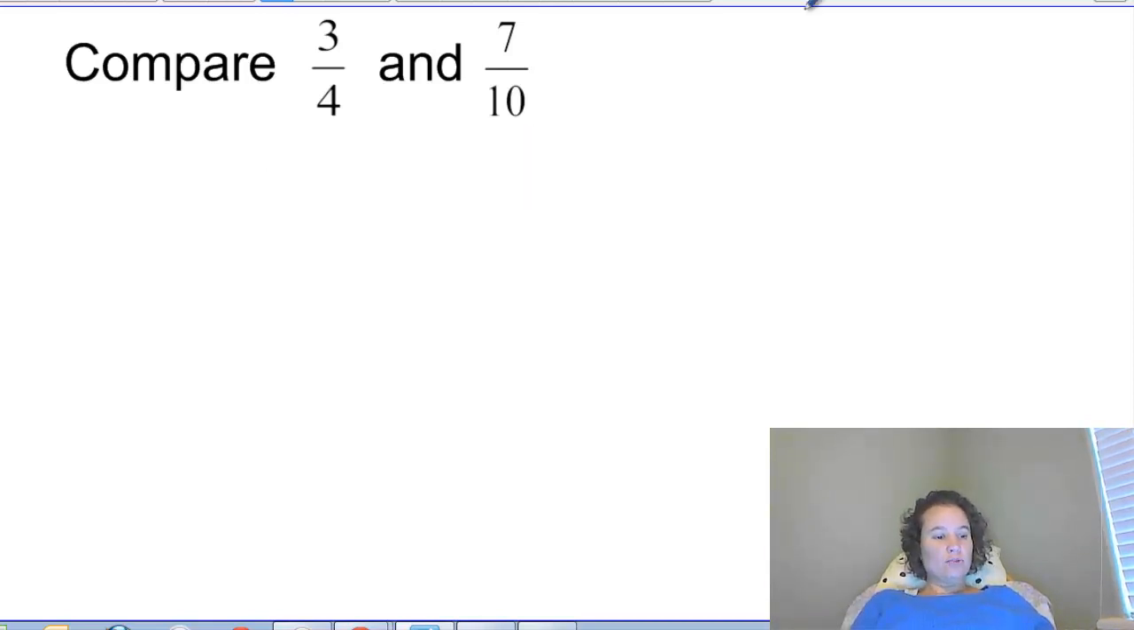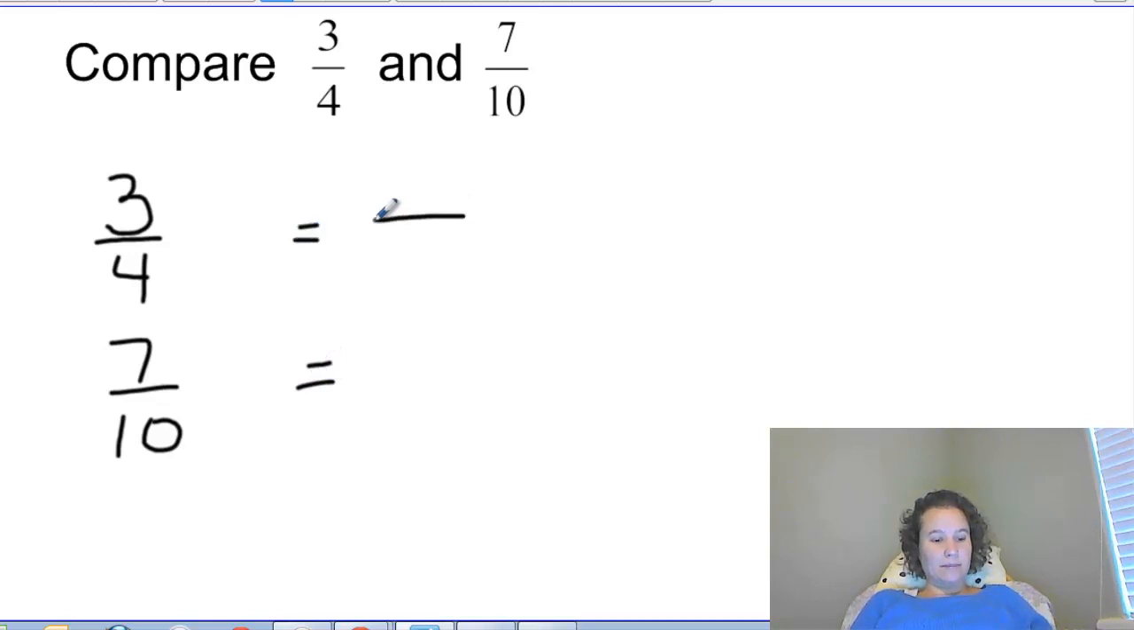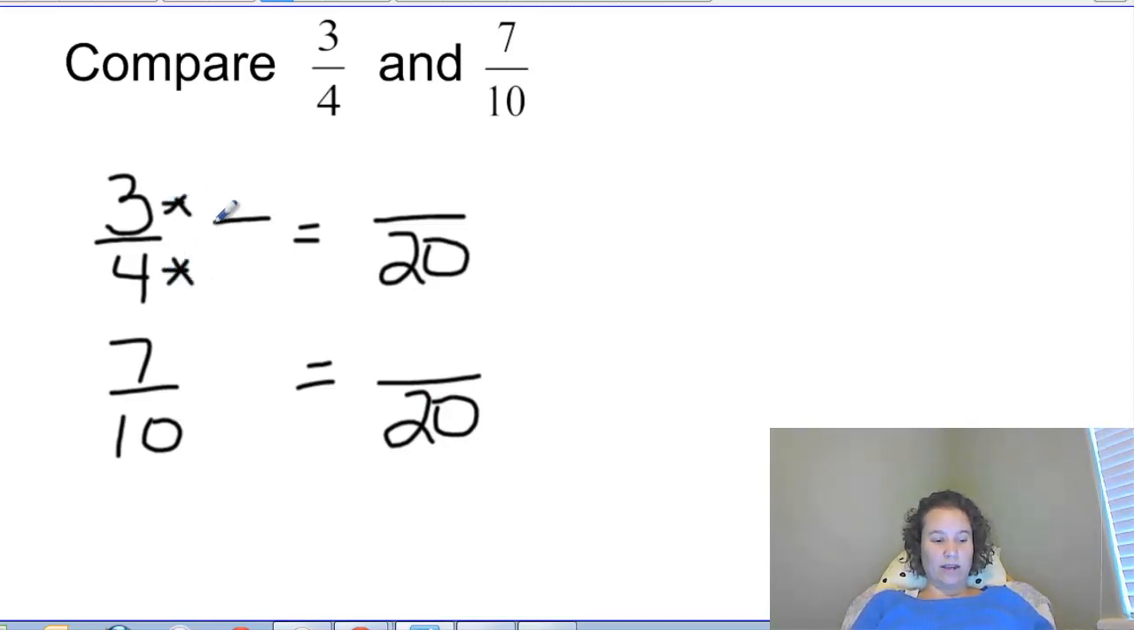So I'm now going to write two fractions that are equivalent to 3/4 and 7/10, so that they both have 20 in the denominator. And then I'll be able to compare those because they'll be the same size pieces, and I can just see, okay, how many pieces do I have? So I need to ask myself, remember I'm going to multiply my numerator and my denominator by the same number to get an equivalent fraction.